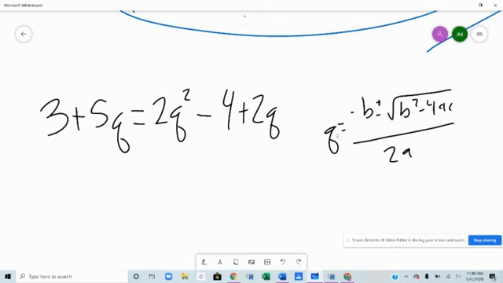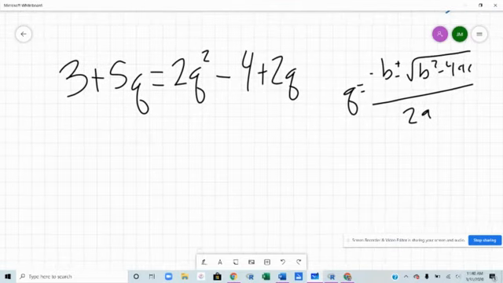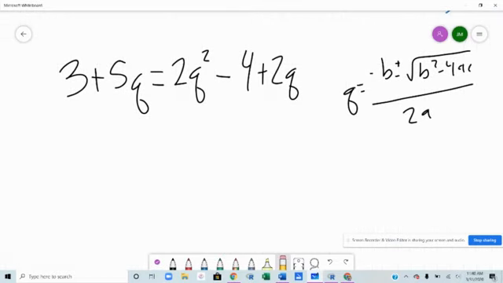This time notice it says q equals because we have q's, but the formula is the same: negative b plus or minus the square root of b squared minus 4 times a times c all over 2a. Remember that step number 1 is we need our equation in standard form. If we look this time, it is not in standard form. We don't have it set equal to 0. We don't have it in the right order.